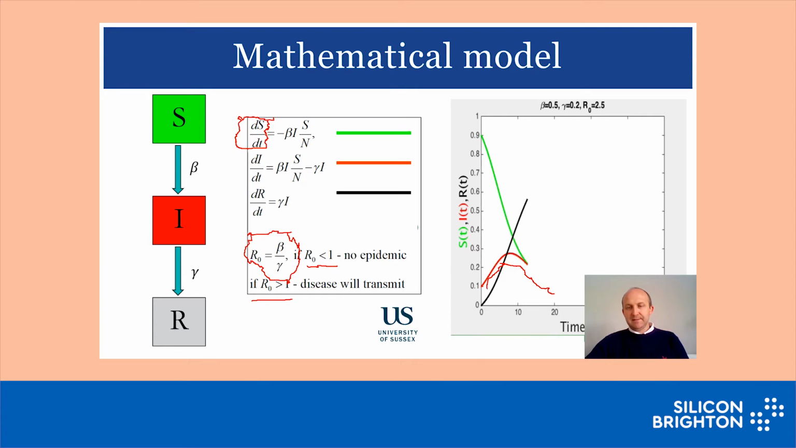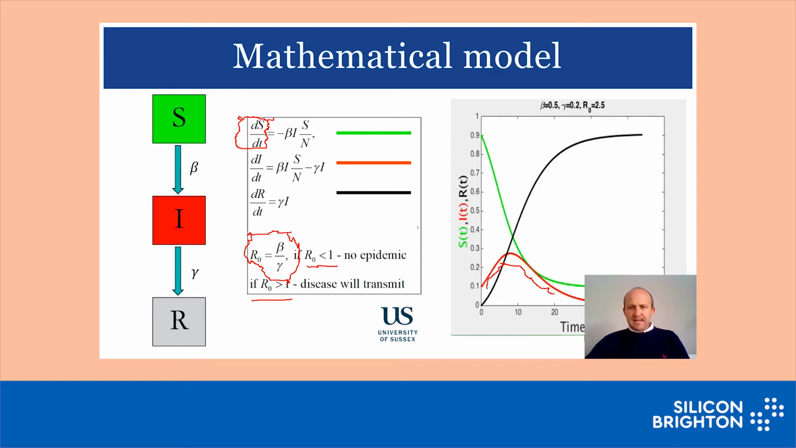In the meantime, the number of susceptibles decreases, and the black curve basically just cumulates or counts all those individuals that have been through the infected class. You can see that for an R0 of 2.5, the epidemic actually is quite severe, and about 0.9% of the individuals are going to become infected by the end of the epidemic.